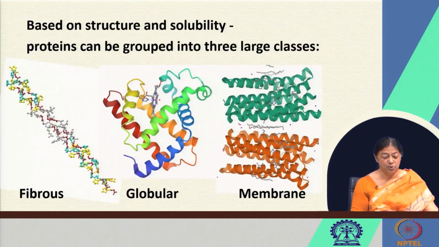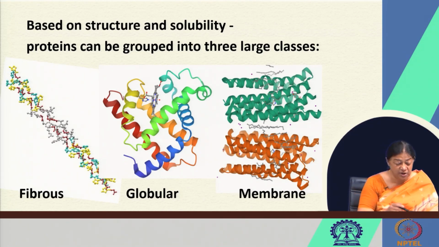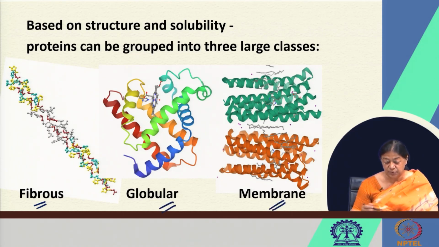If we go into a bit more detail, we look at the structure and the solubility. There are different classes of proteins. If we put them into major classes, as written here, we have a fibrous class, a globular class, and a membrane class of proteins.